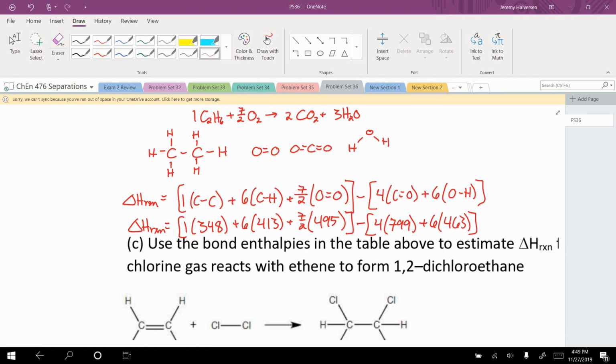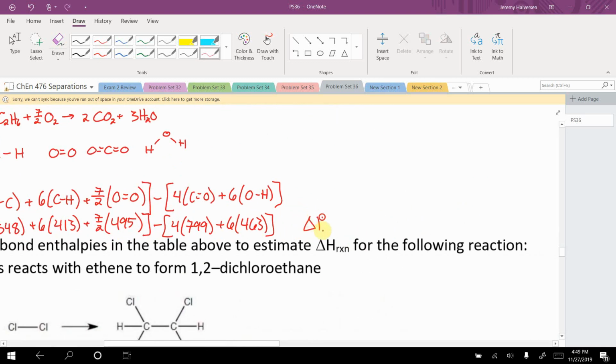It's always a miracle if I can plug this into my calculator and get it right the first time. So I guess this time it's a miracle. So I get that the delta H of this reaction is negative 1415.5 kilojoules.